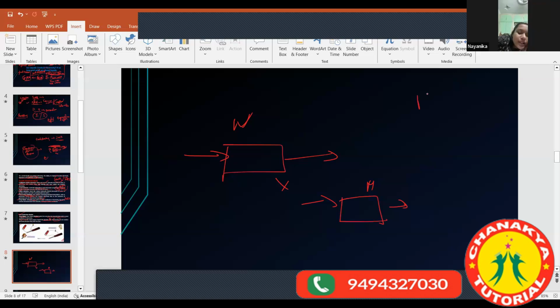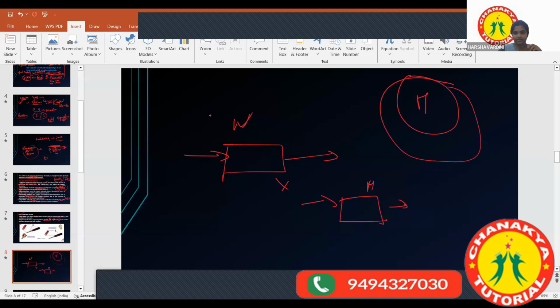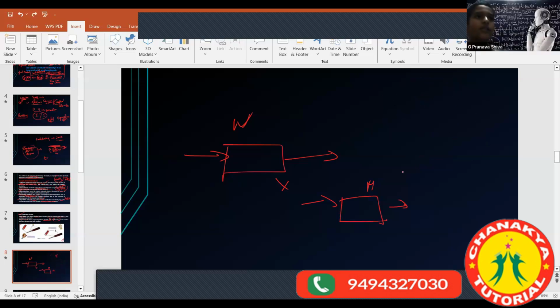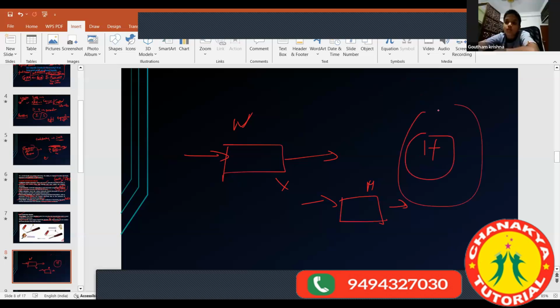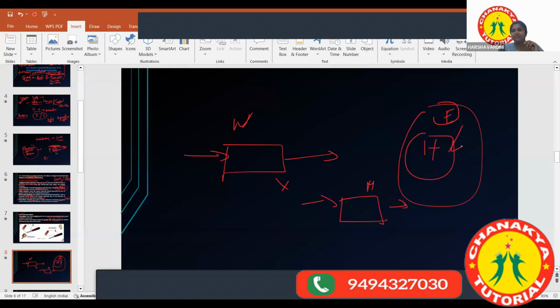See, heating effect is this, and electric current is this. So it's like a subset, no? So when you have electric current, then only it can give a heating effect, right? Got it, Nayanika? Your interpretation is right, but it has no base on that, right?